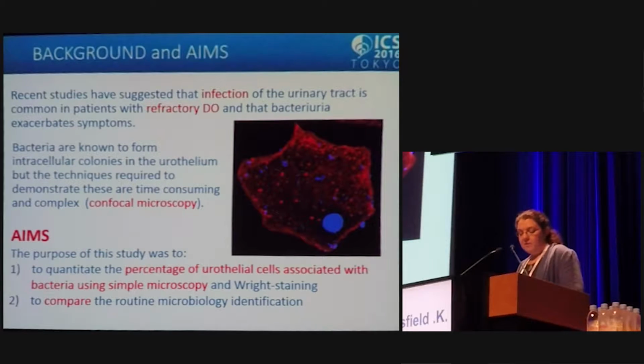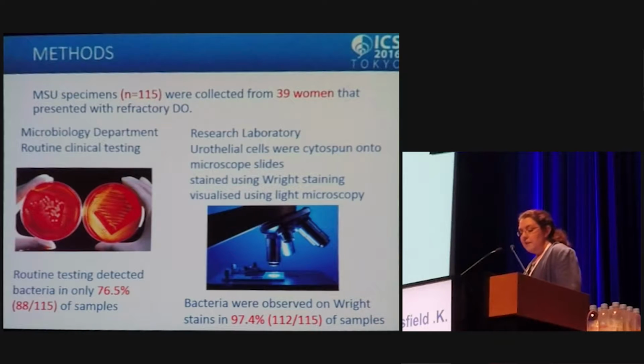So the aim of this study was to examine the way the bacteria are associated with the urothelial cells using a simple light microscopy technique, and then to compare the bacteria that we saw associated with the urothelial cells with what the lab reported on routine microbiology. We collected midstream urine samples from 39 women with refractory detrusor overactivity. Half of the urine sample went to the microbiology lab for routine clinical testing, and the other half went to the research laboratory. We concentrated the urothelial cells onto a microscope slide, stained them with Wright stain, and then examined them by light microscopy.